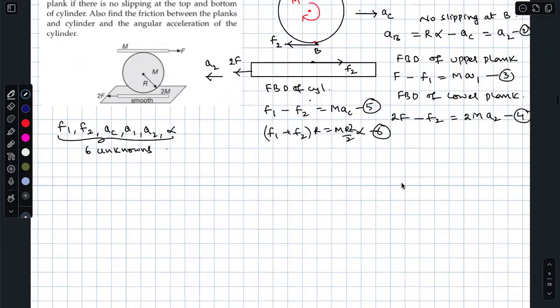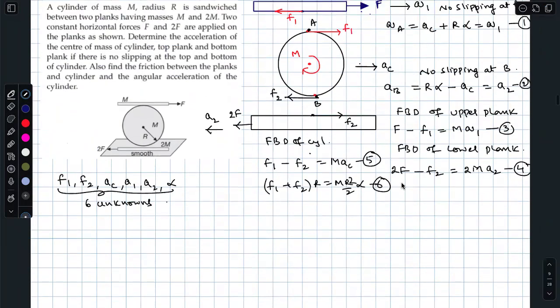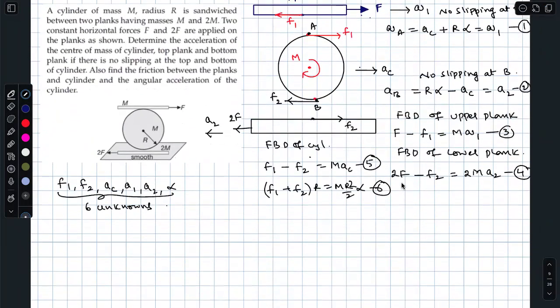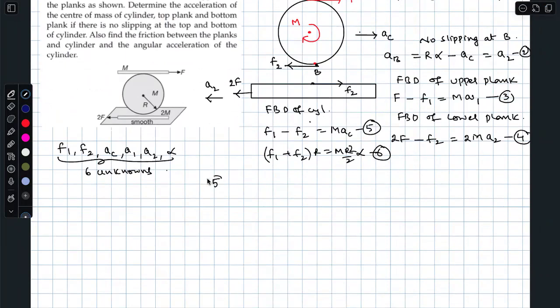Right. Now trust me, what am I going to do? Tell me now. I am going to use equation 1, equation 2 I have. From equation 5 implies AC is (F1 minus F2) by M. From equation 6 I have R alpha is 2 times (F1 plus F2) by M.